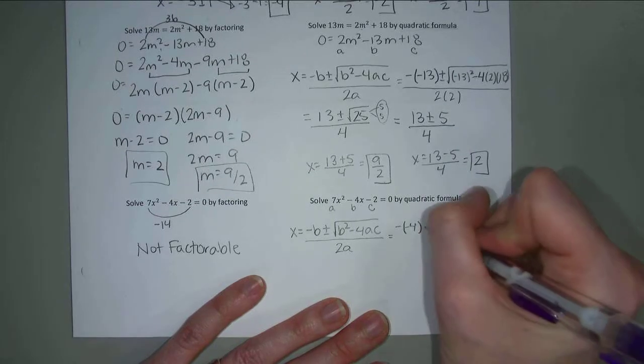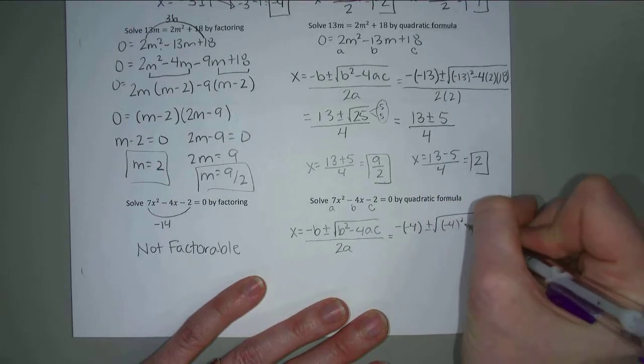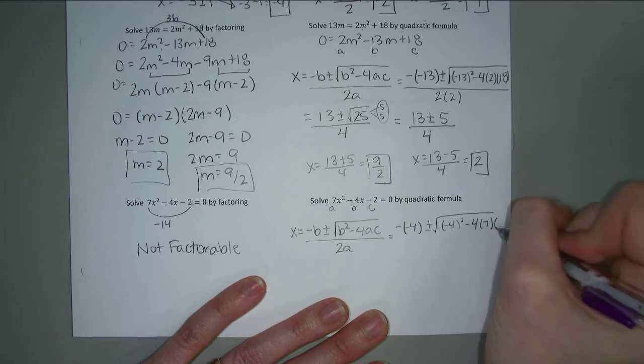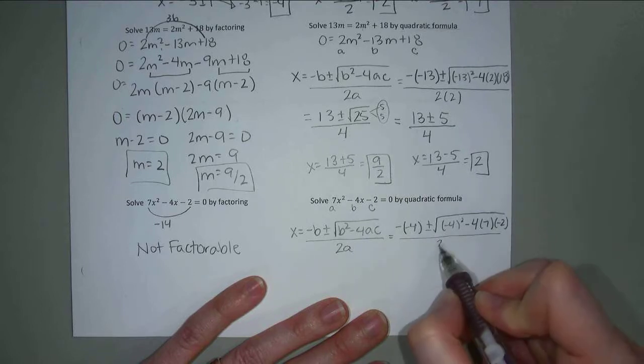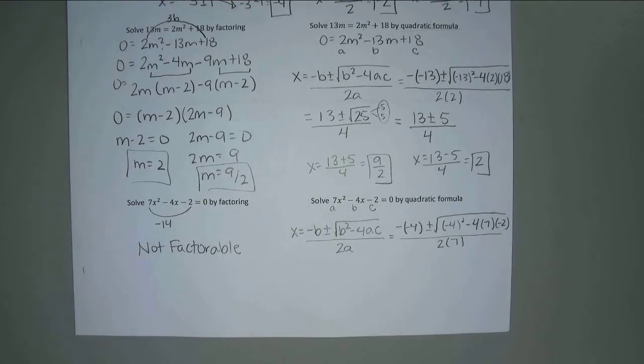And then plus or minus the square root of b squared, so negative 4 squared, minus 4 times a, which is 7, times c, which is negative 2. And that's all over 2 times a, or 2 times 7. So I'm just taking my quadratic formula, and I'm plugging in my a, b, and c. And then I'm just kind of cleaning it up.